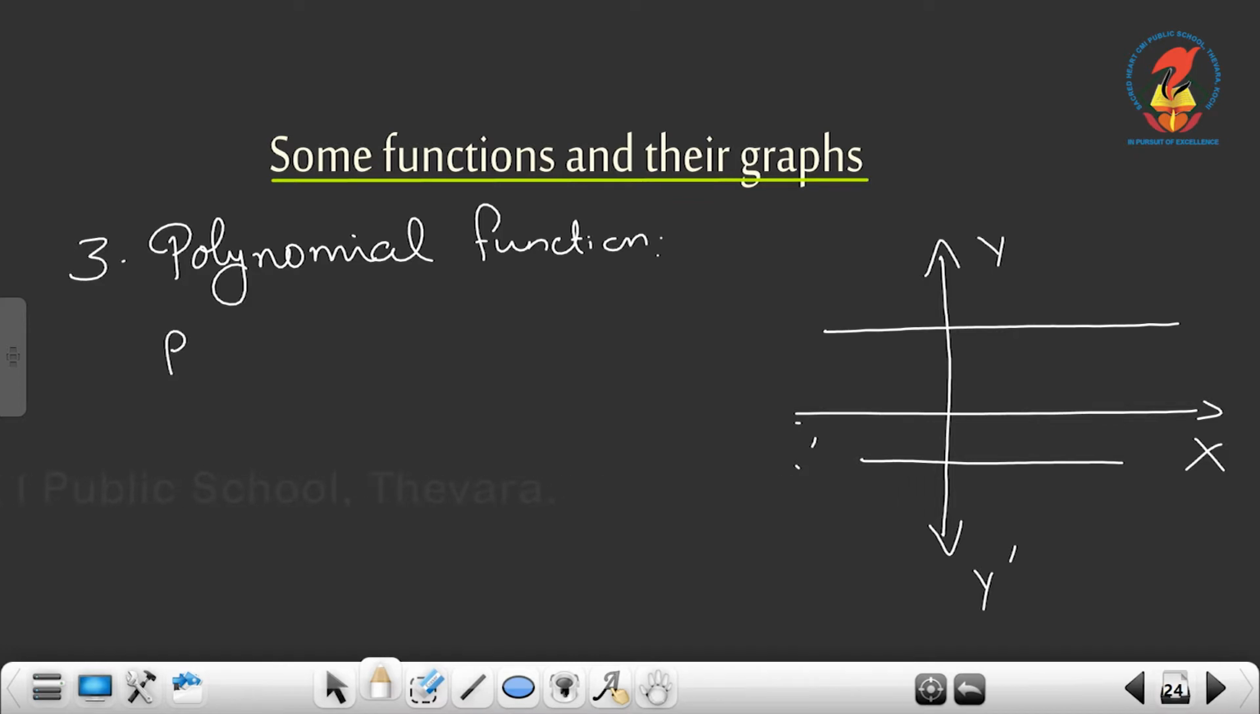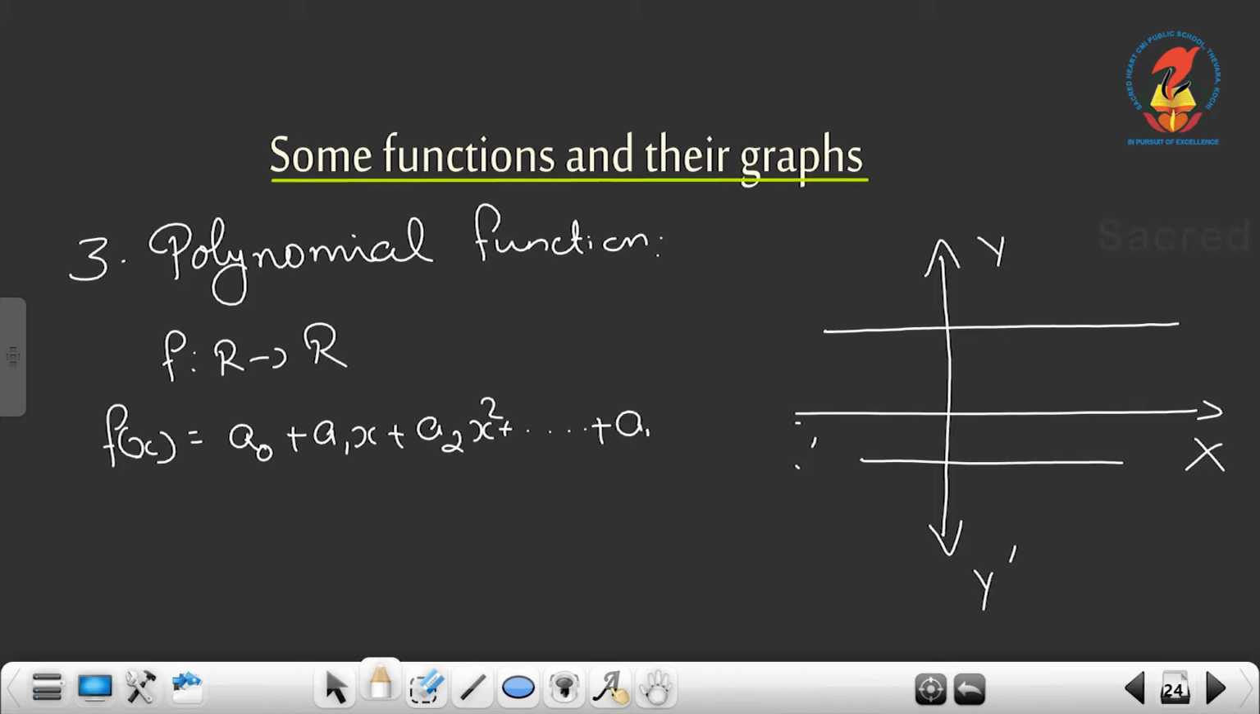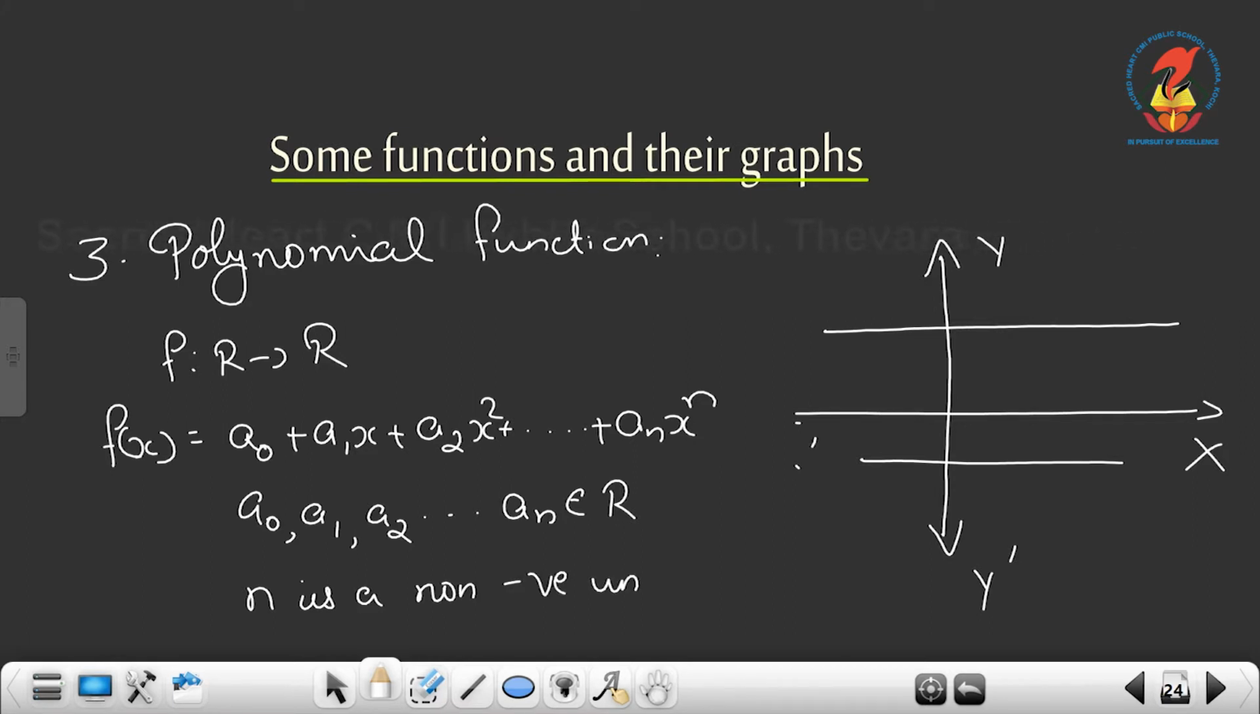Polynomial function. A function f from R to R is said to be a polynomial function if f of x is of the form a0 plus a1x plus a2x squared, etc., plus an x raised to n, where these a0, a1, etc. are constants, all real numbers, and this n is a non-negative integer, then only it becomes a polynomial.